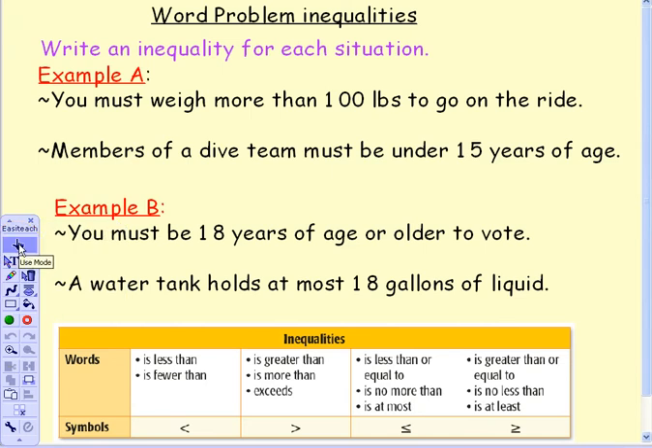Okay, there's actually 4 examples of notes today. These are the first 2. So if you're trying to space your foldable out, you can see how much space you're going to need for each one. Again, pause the video, copy these down, and then I'll go through and explain.